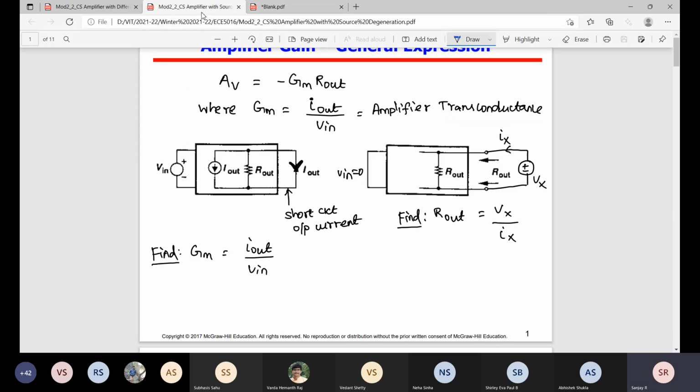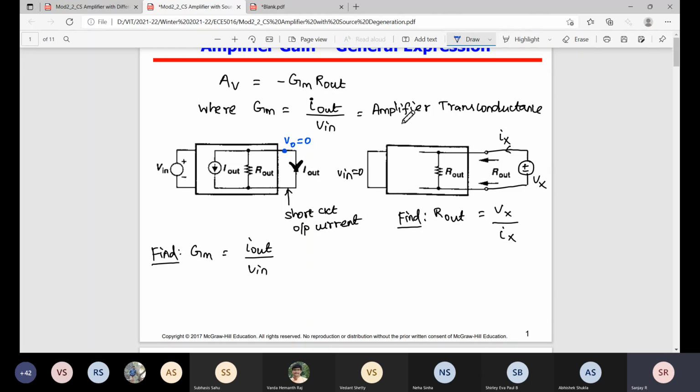Before that, we want to know how to measure gm. Let's take any amplifier. We apply the input and measure the output current. So gm is output current divided by input voltage, Iout by Vin. How to measure the output current? Simply short-circuit the output, so that Vo equals 0. When you put the short circuit, you can measure the short-circuit output current. Once you know Iout, we relate Iout by Vin equal to gm. Divide by Vin, it will give gm.